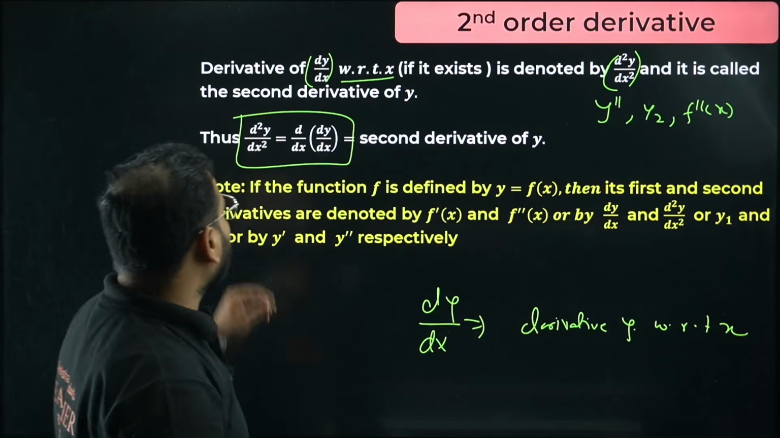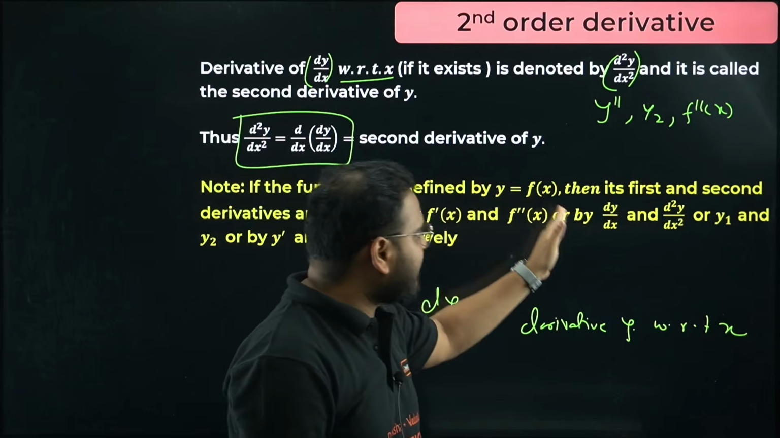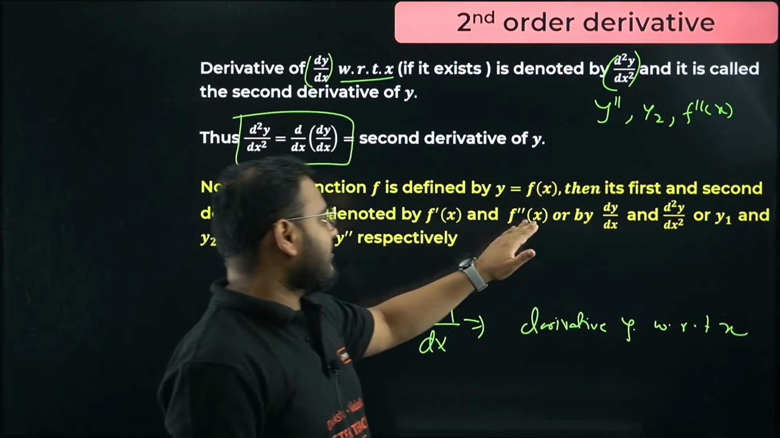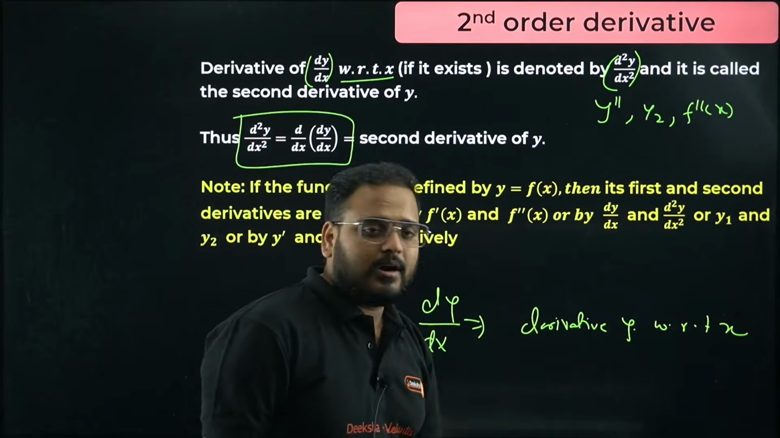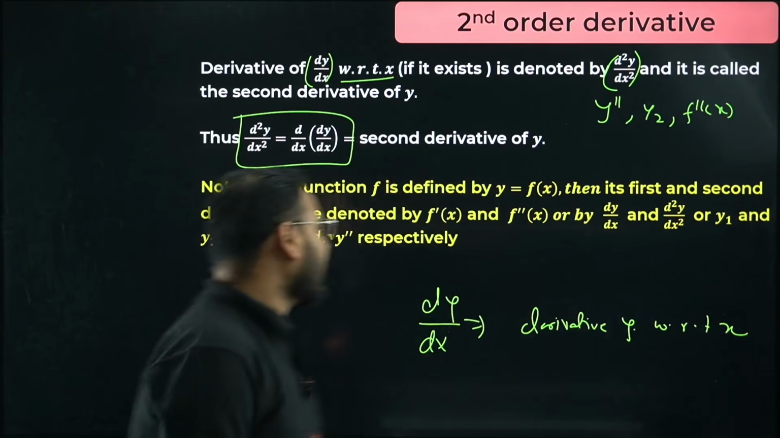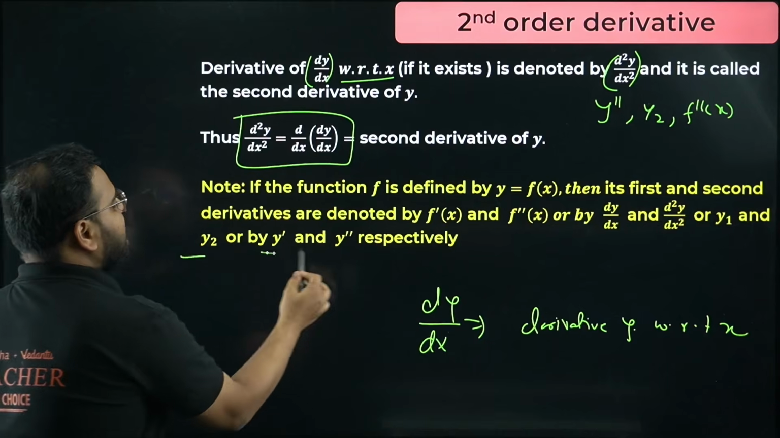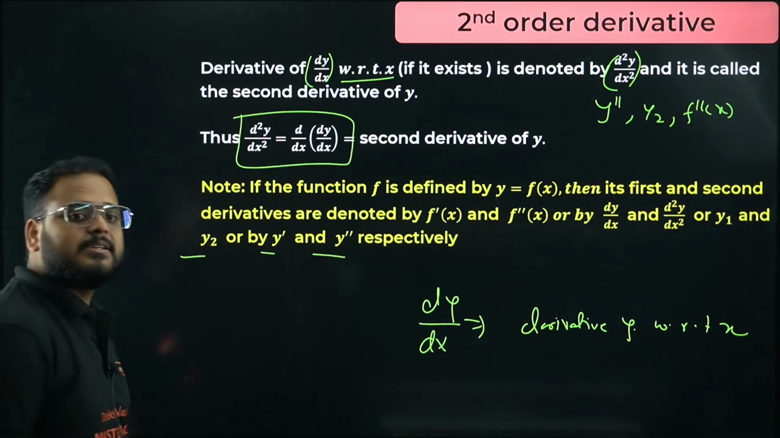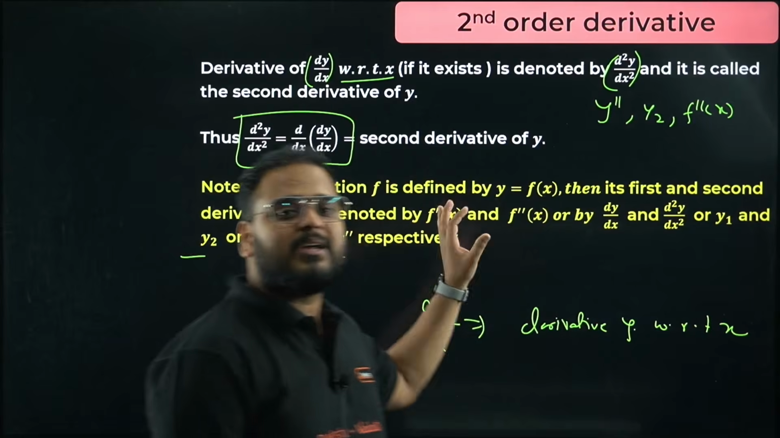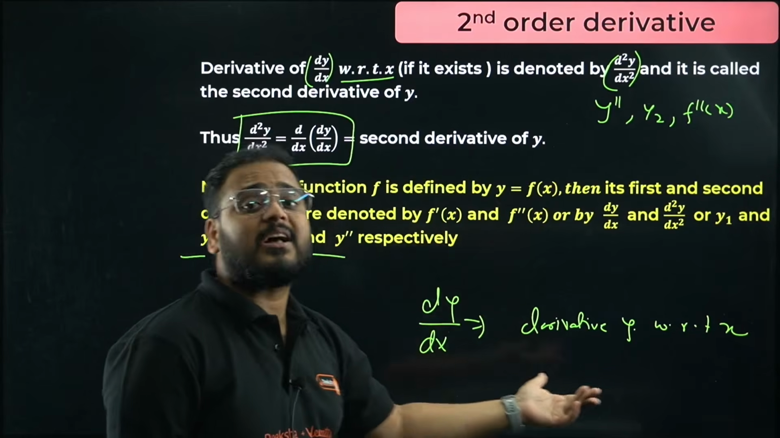So okay, we have a note. If the function f is defined by y equals f of x, then its first and second derivatives are given like this: f dash of x and f double dash of x, dy by dx and d square y upon dx square, y1 and y2, or y dash and y double dash. Getting it? Simple enough, just the notations. Important in the questions, because they'll simply ask you with the notation. You have to understand what they're asking.